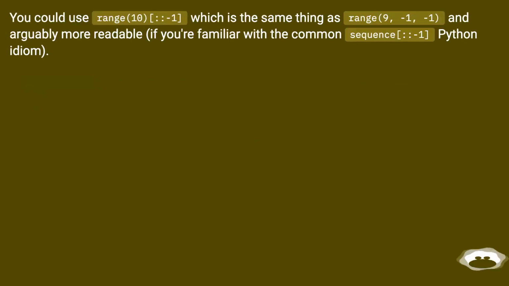You could use range(10)[::-1], which is the same thing as range(9, -1, -1), and arguably more readable, if you're familiar with the common sequence [::-1] Python idiom.